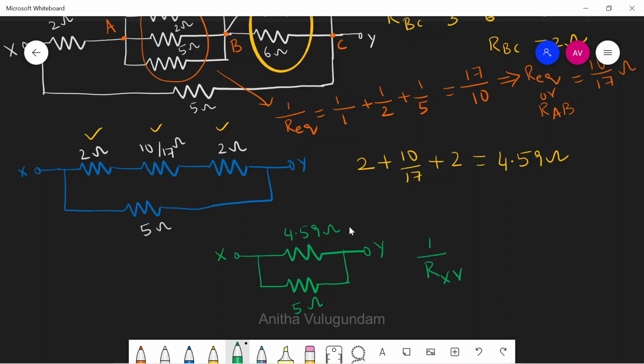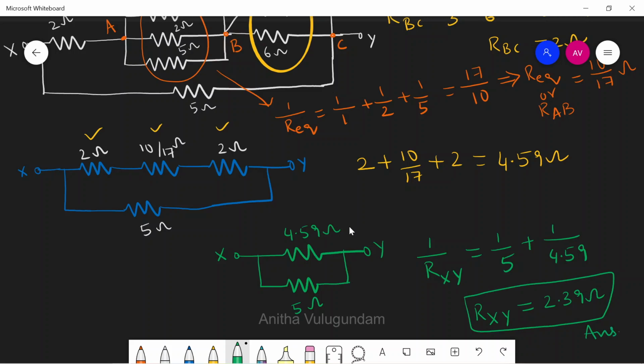Now we can write 1 by Rxy equals 1 by 5 plus 1 by 5.49. If you solve this, we'll get Rxy equal to 2.39 ohms. This is the answer. That's all for this video. Thank you.